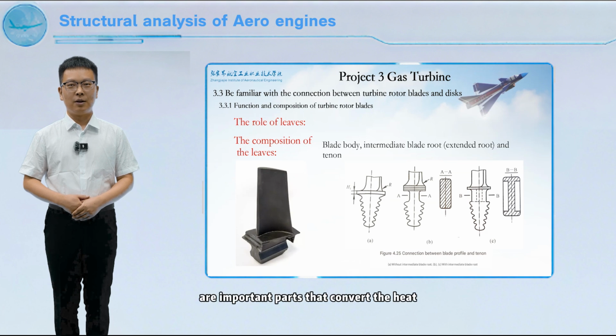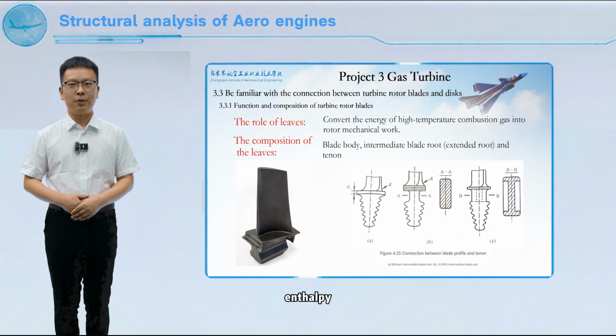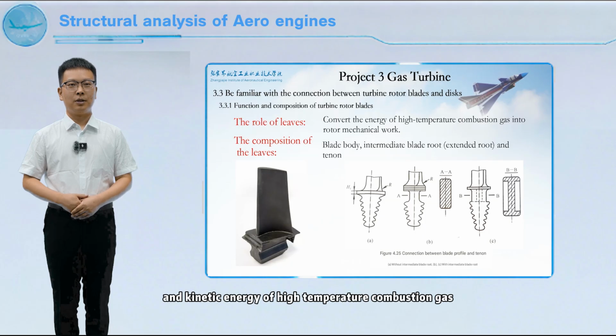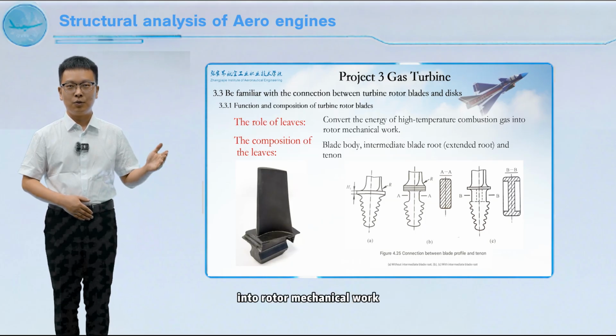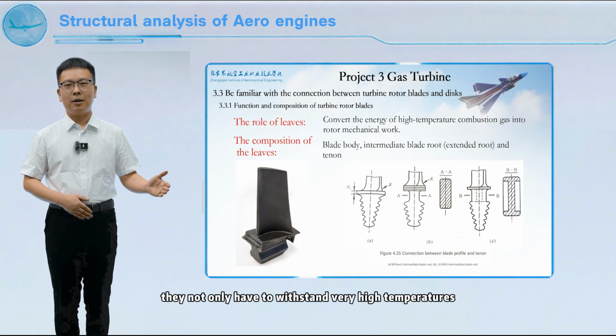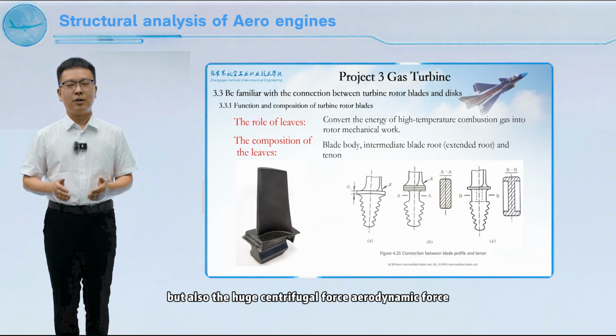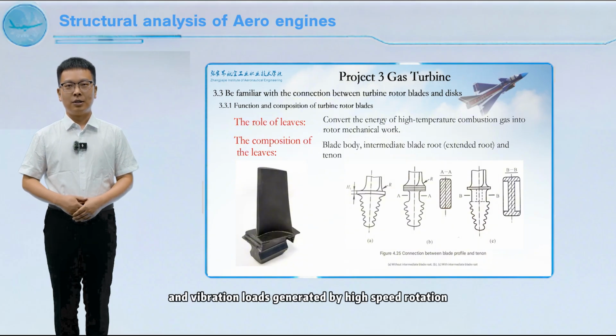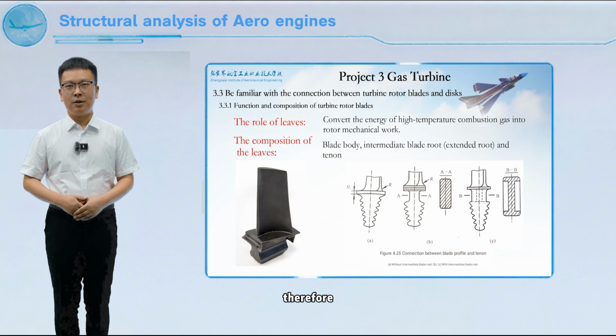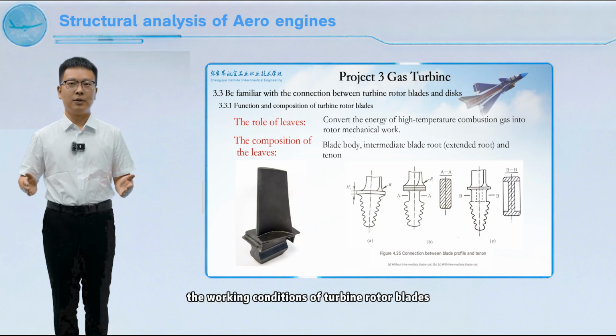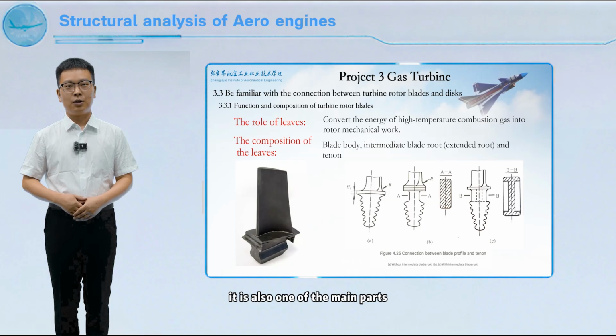Turbine rotor blades are important parts that convert the heat enthalpy and kinetic energy of high-temperature combustion gas into rotor mechanical work. When the blades are working, they not only have to withstand very high temperatures, but also the huge centrifugal force, aerodynamic force, and vibration loads generated by high-speed rotation. In addition, they also have to withstand corrosion and erosion caused by high-temperature combustion gas. Therefore, the working conditions of turbine rotor blades are very harsh. It is also one of the main parts that determine the life of the engine.